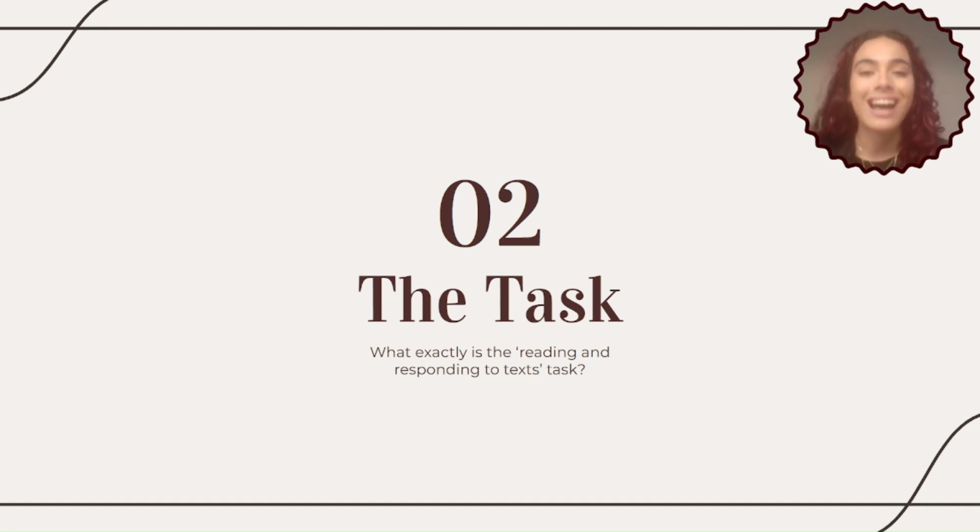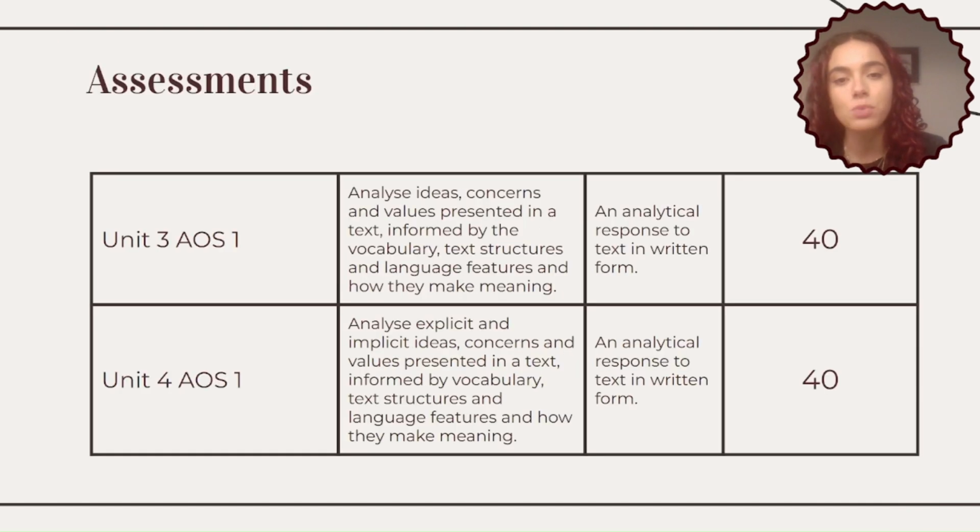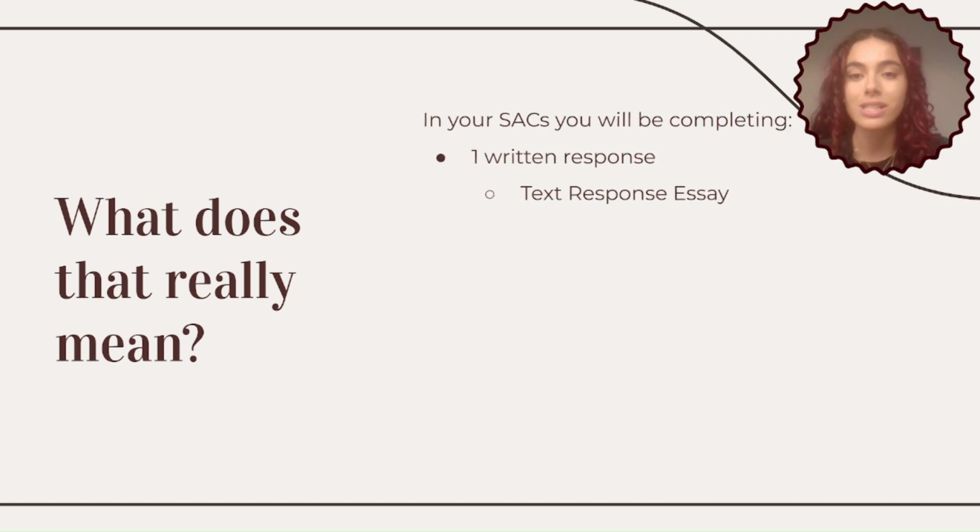Now, what exactly is the task of reading and responding to texts? So let's get into it. This is what we're talking about when it comes to the SACs. In Unit 3, Area of Study 1 and Unit 4, Area of Study 1, there are two assessments, one in each, both worth the same amount of marks. This is copied from VCAA. You can see that there's a slight difference in the explanation for the task, but they're pretty much the same. We will go through that in a moment. But you are writing an analytical response to the text in written form. So what does that all really mean?